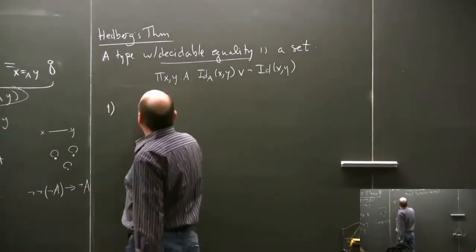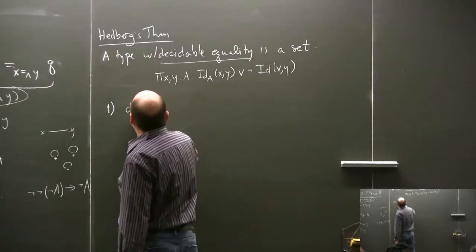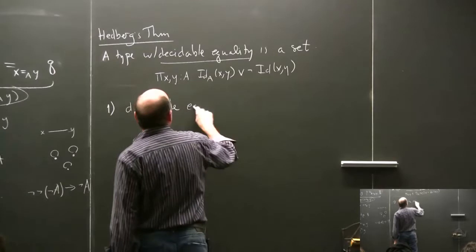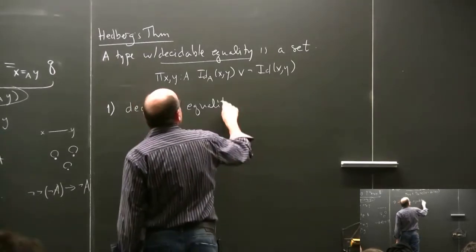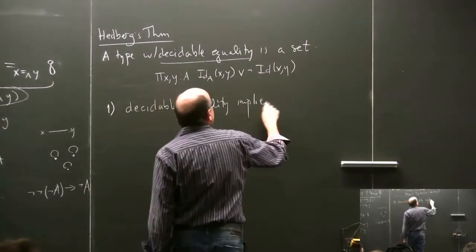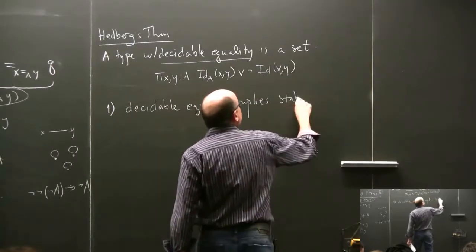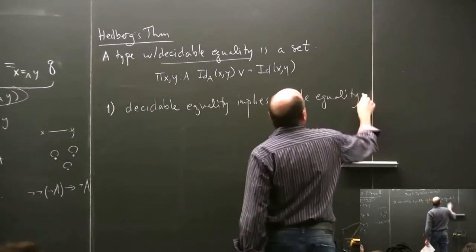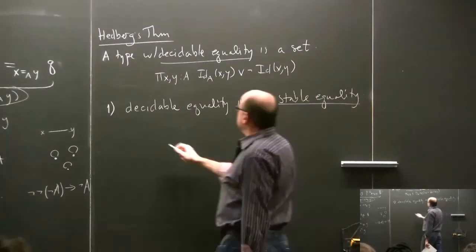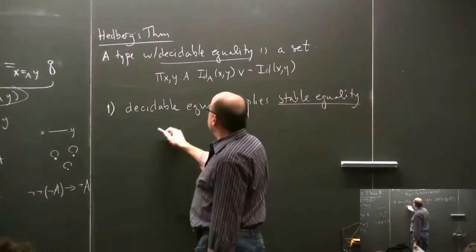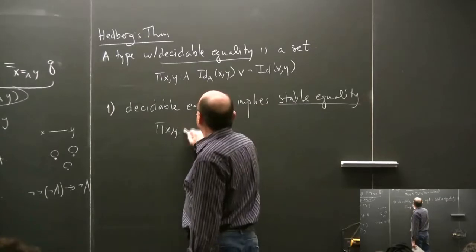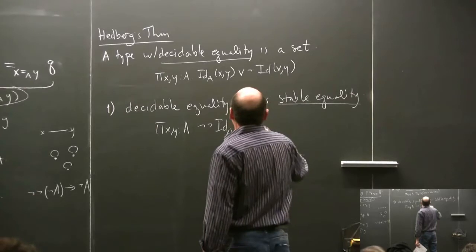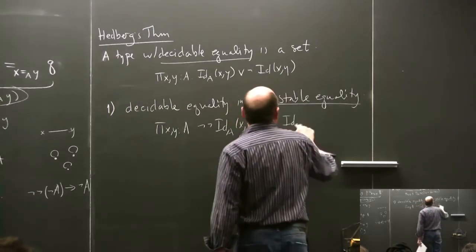I'll specialize it to this context. I'll say decidable equality implies stable equality. And stable equality, by definition, means for every x and y in A, if two things can't fail to be equal, then they are equal.